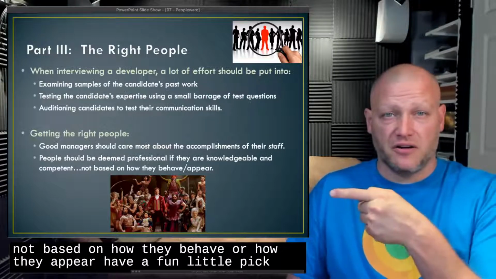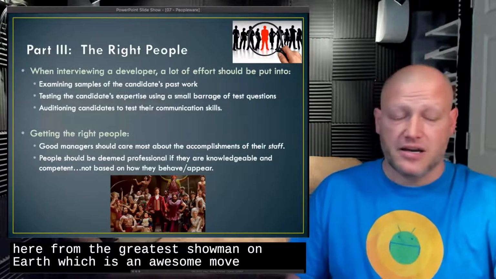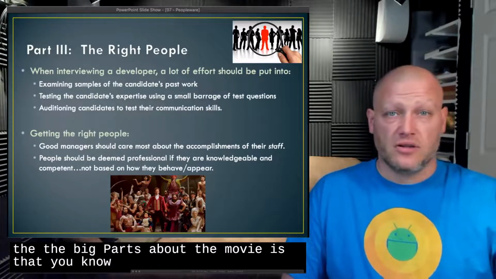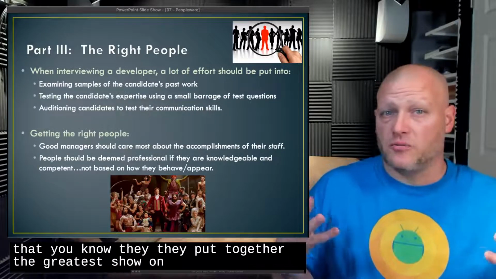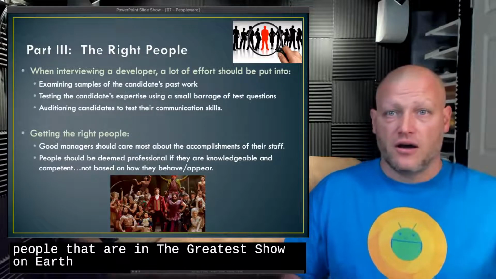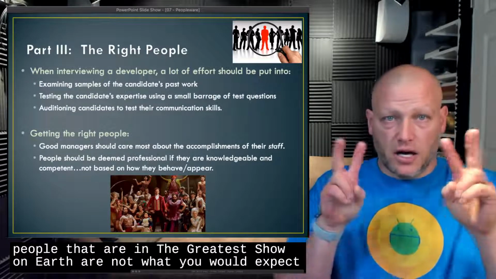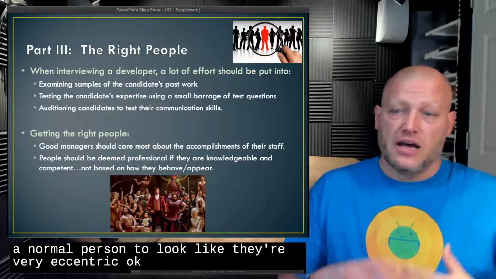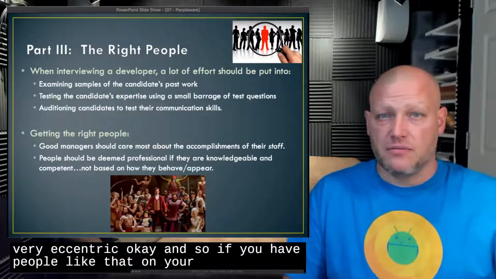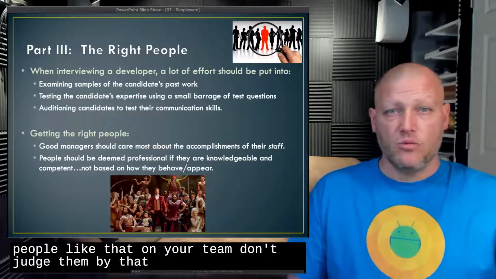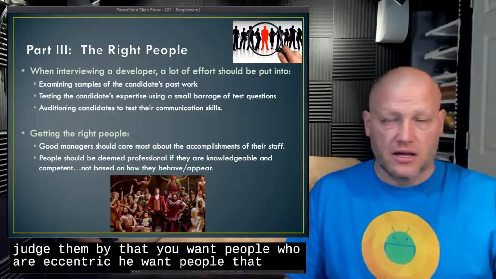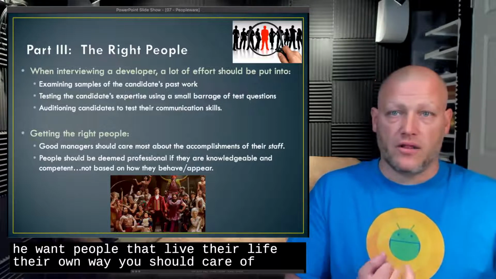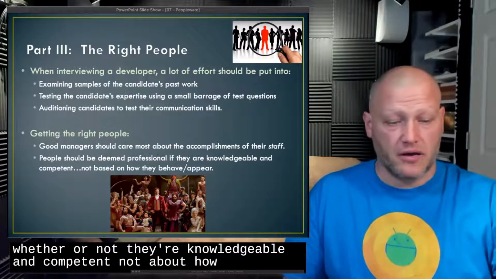I have a fun little picture here from The Greatest Showman, which is an awesome movie, by the way, if you've never seen it. And one of the big parts about the movie is that they put together the greatest show on earth, but the people that are in it are not what you would expect a normal person to look like. They're very eccentric, okay? And so if you have people like that on your team, don't judge them by that. You want people who are eccentric. You want people that live their life their own way. You should care about whether or not they're knowledgeable and competent, not about how they behave or appear.